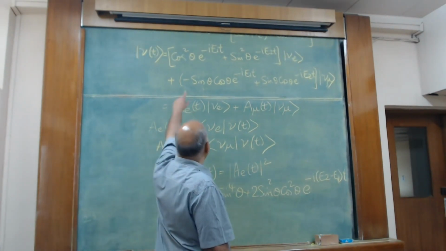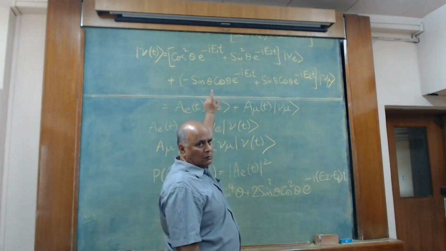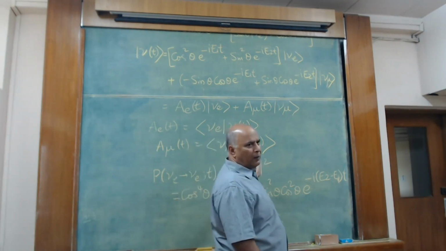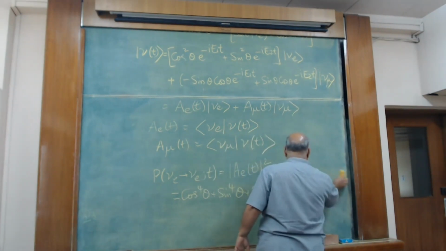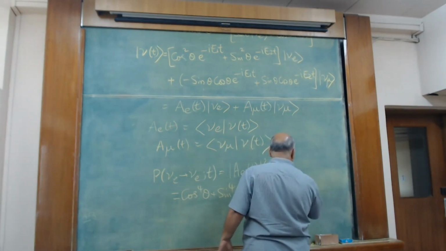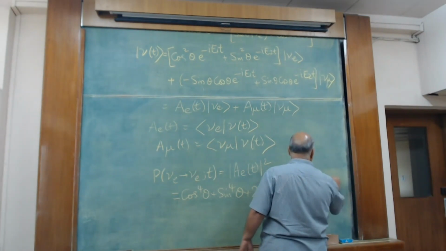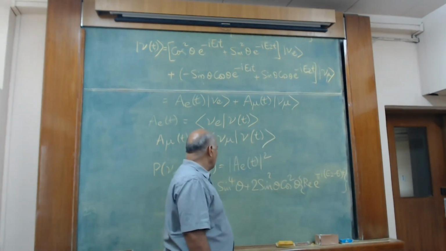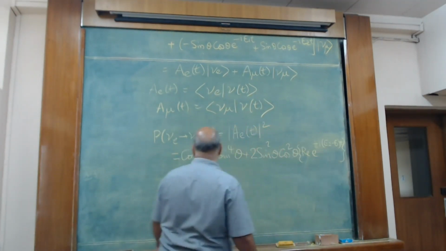So the interference term is the complex conjugate of the first term times the second term plus the first term times the complex conjugate of the second term. So it is twice the real part of the complex conjugate. So this should be the real part of e power minus i (E2 minus E1) times t. I forgot to put that real part, which of course is cosine of (E2 minus E1) times t.